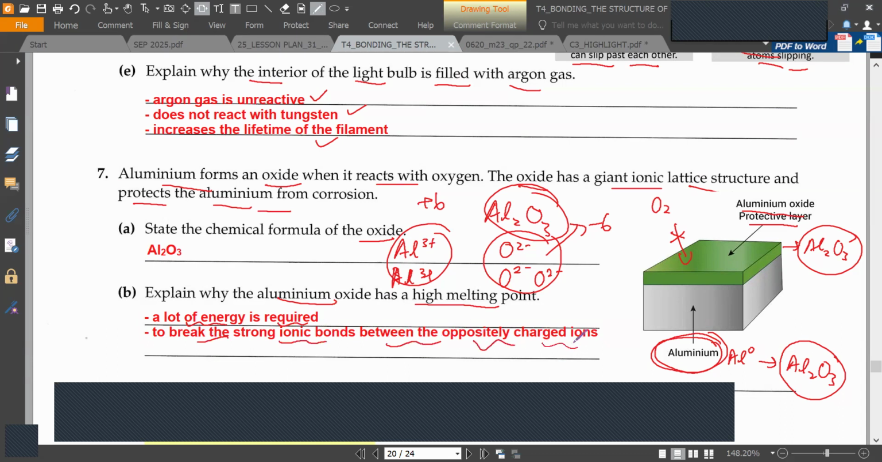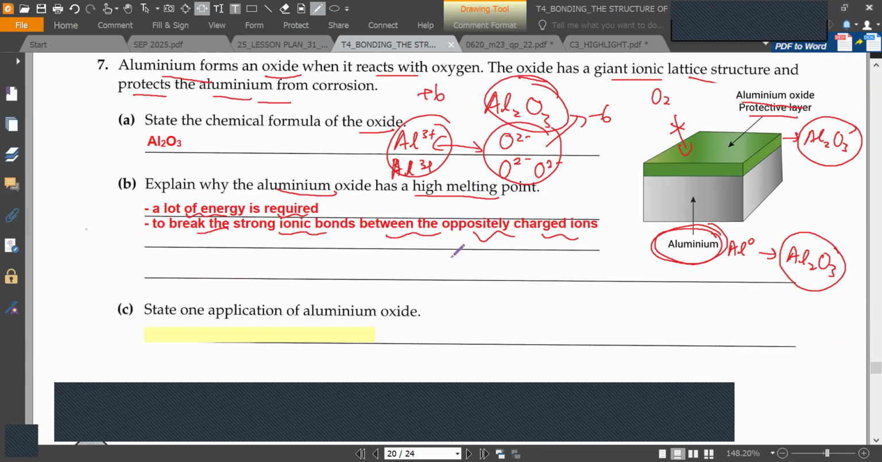Between the oppositely charged ions. These oppositely charged ions are strongly attracted together, positive and negative charge. So we need a lot of energy to break the strong ionic bonds.